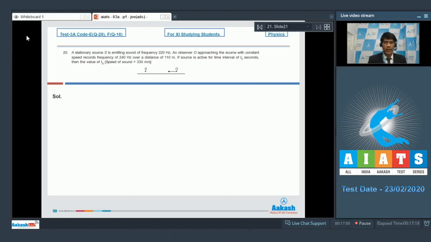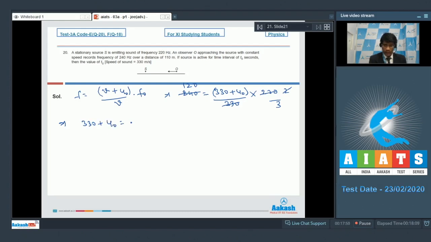Well, first we'll try to calculate the speed of the observer. It will simply be f equal to v plus u0, where u0 is the speed of observer, divided by v into f0. The f value was given to be 240 here, and v is 330. So 330 plus u0 divided by 330, and f0 was 220. So I'm getting 330 plus u0 equal to 360, or u0 is 30 meter per second.